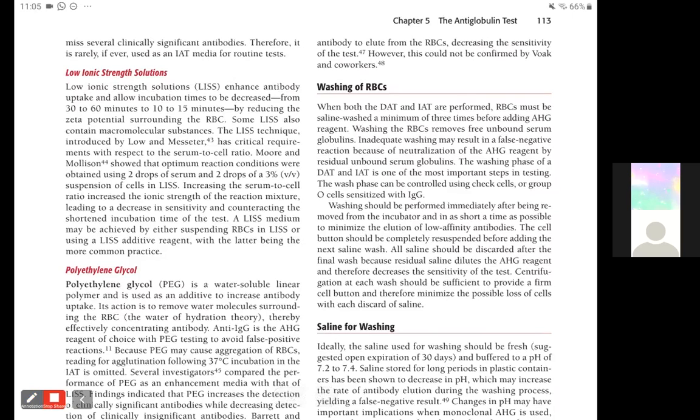Albumin actually increased the dielectric constant of the medium. That is, it decreases the zeta potential, and its disadvantage was that it could miss clinically significant antibodies. With low ionic strength saline, the LISS medium, it decreases the charge.